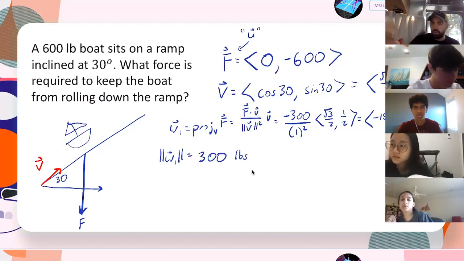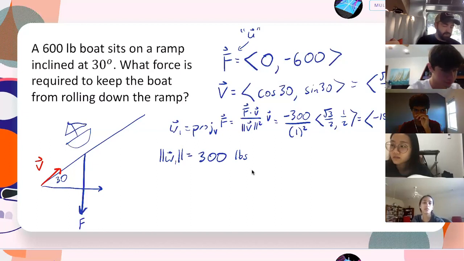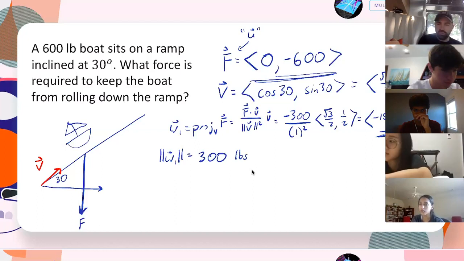So if you pull with more than 300 pounds of force up, you'll need at least 300 to hold the boat steady. More than that would pull the boat up the ramp. And it doesn't ask about the other force, but if you wanted the other force, you just subtract F minus W1 and you could get the W2, the portion pulling into the ramp.